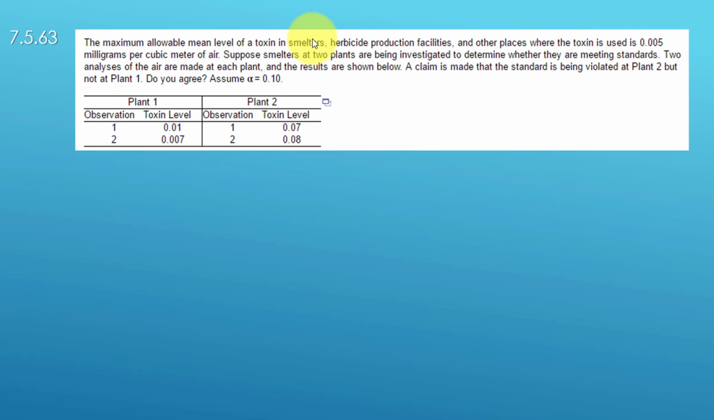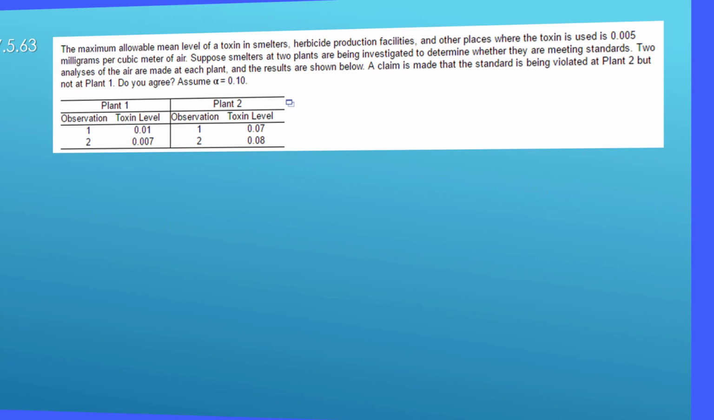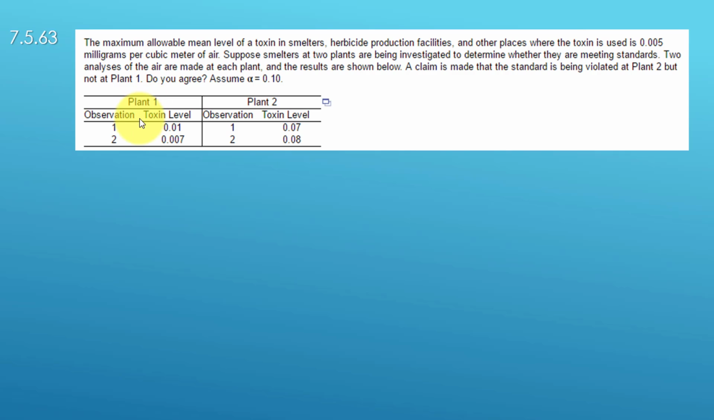Well, this looks like a small sample test for a mean, but we have two means, so we have to run the test twice in order to answer this question. We're given this data. At plant one, we have two observations. Again, that's much less than 30, and we're given the toxin level in those two observations. Then at plant two, we have two observations, N equal two, and the levels for that plant.